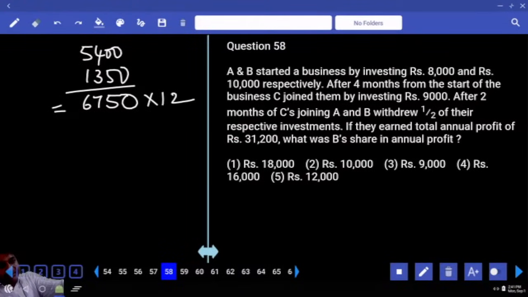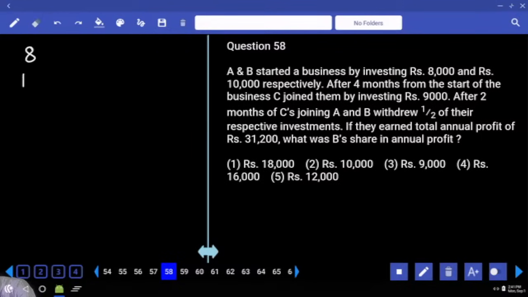A, B started a business by investing 8,000 and 10,000 respectively. 3 zeros are common. I am writing 8 and 10. After 4 months from the start of the business, C joined them by investing 9,000. Here also 3 zeros are common. After 2 months of C's joining, A and B withdraw half of their respective initial investment.